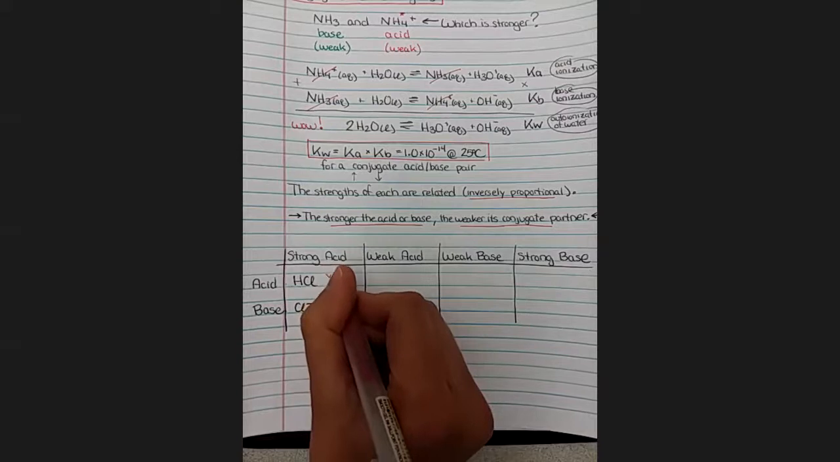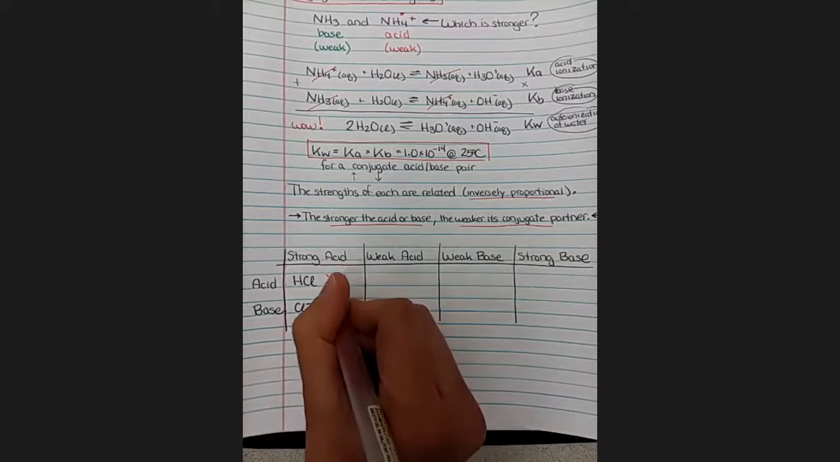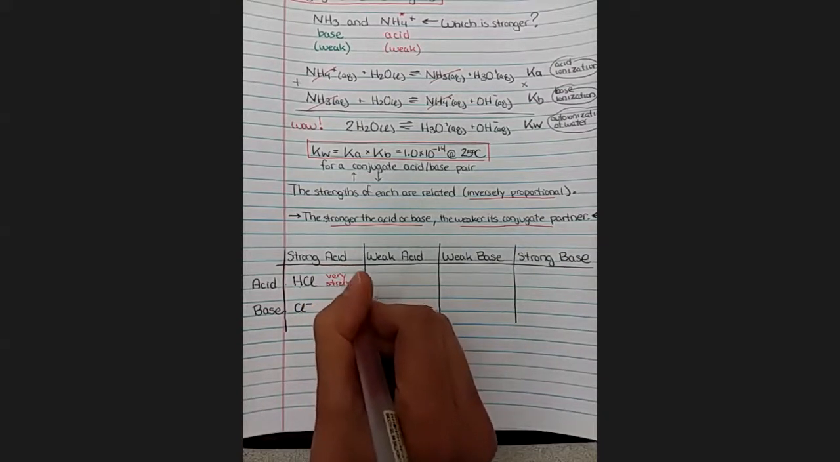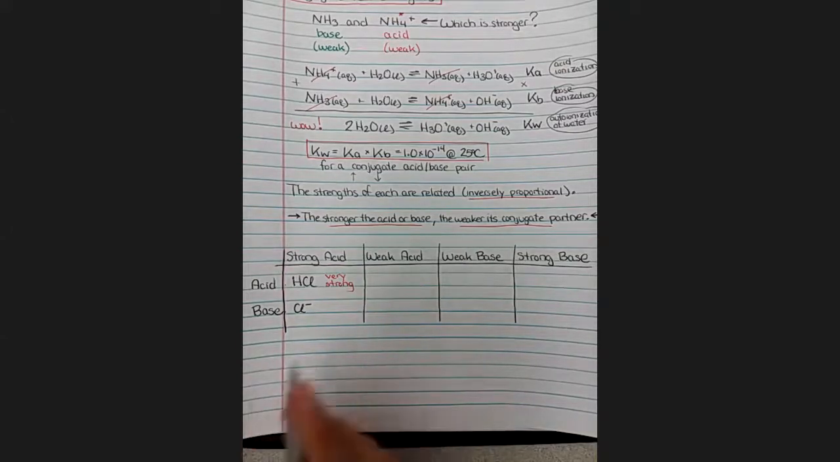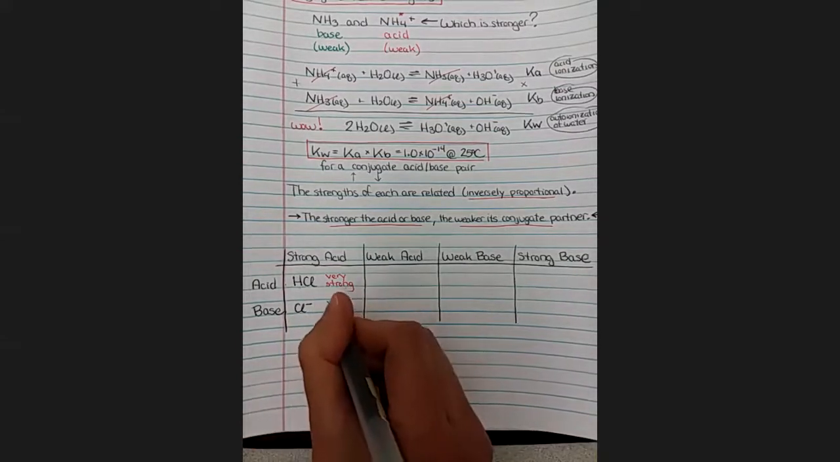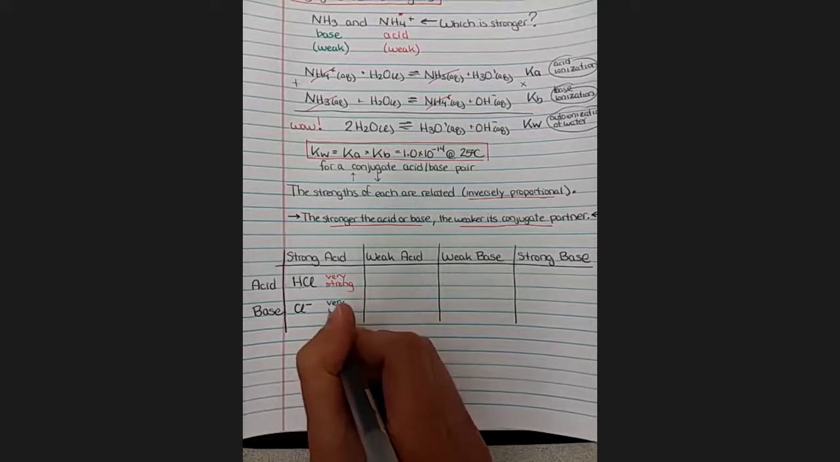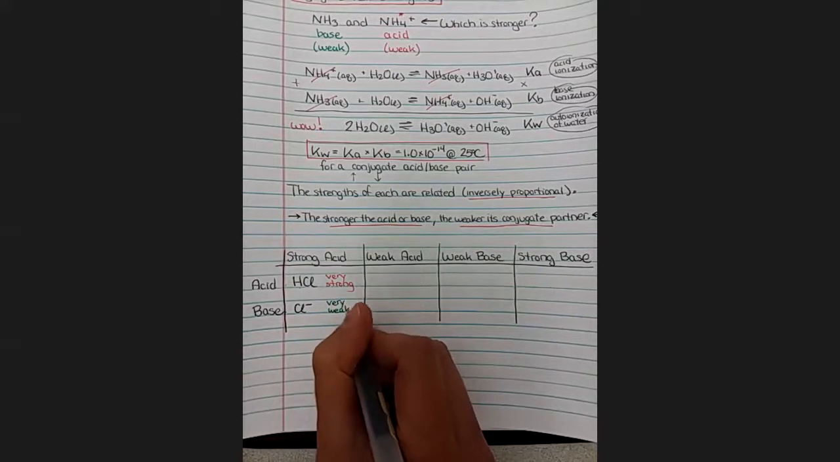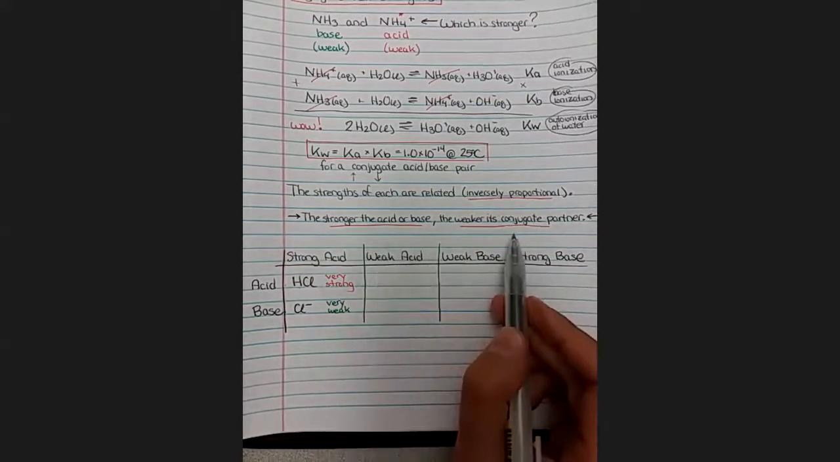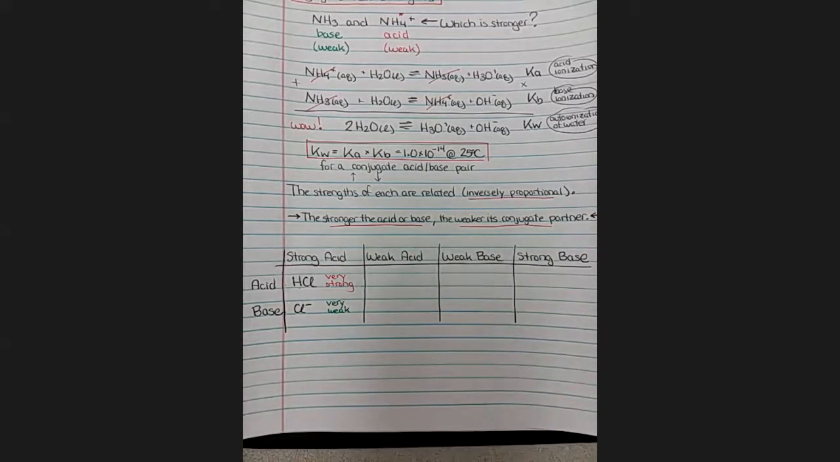And in this pair, we know it's a strong acid because we were dutifully memorizing the table. So our acid is going to be very strong, and that means that our conjugate base is going to be very weak. The stronger the acid, the weaker its conjugate partner.